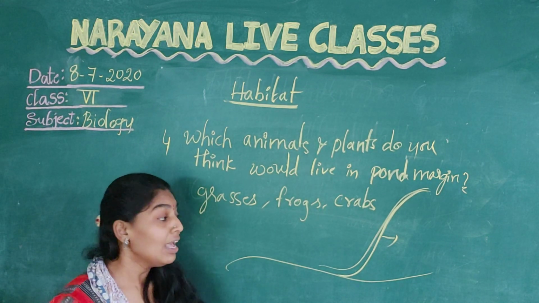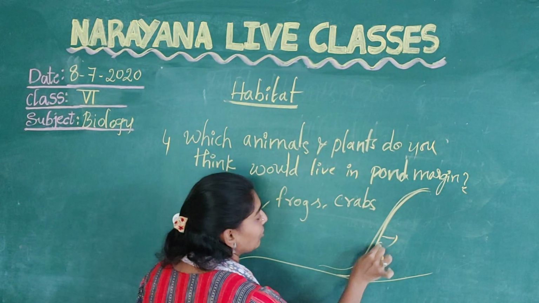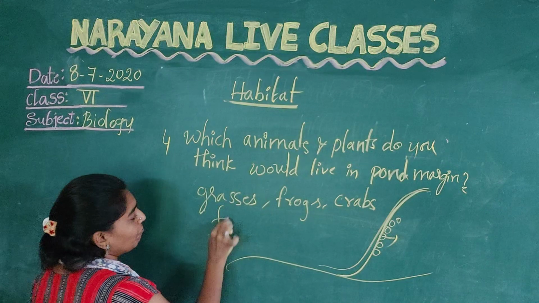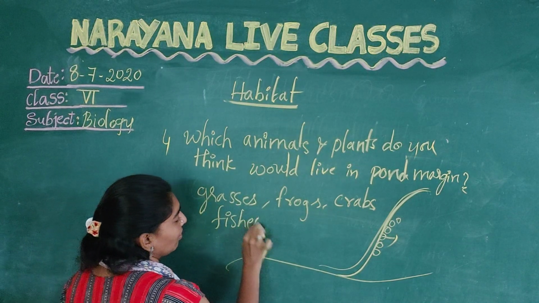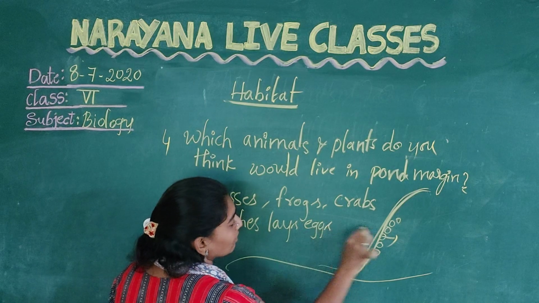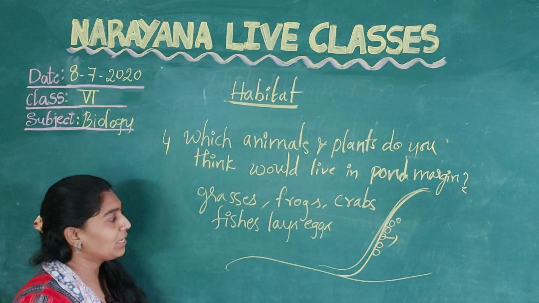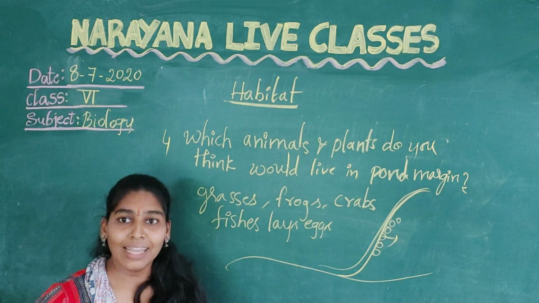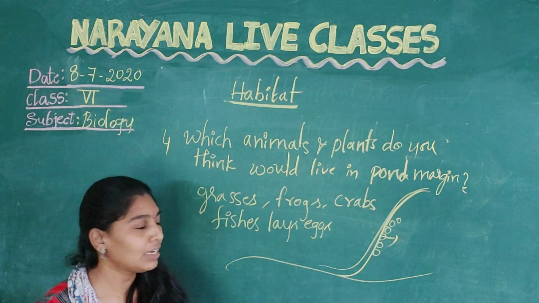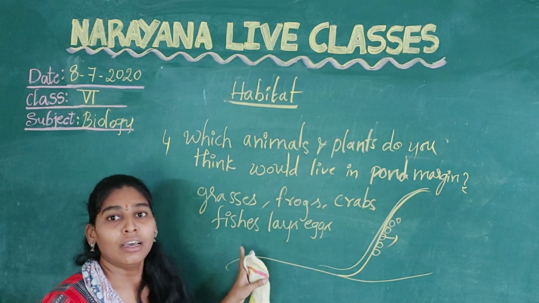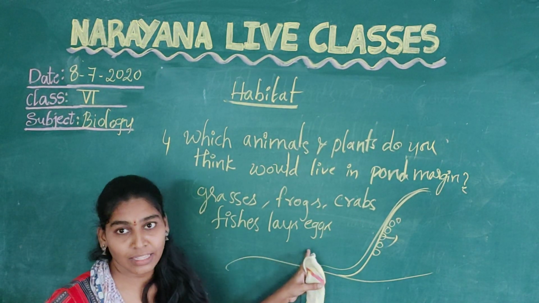Especially in this region, fishes usually lay their eggs. So fishes lay eggs in this margin region. As we can find, grasses, frogs and crabs, many animals are at the pond margin region, especially the fishes, which lay eggs in this region.